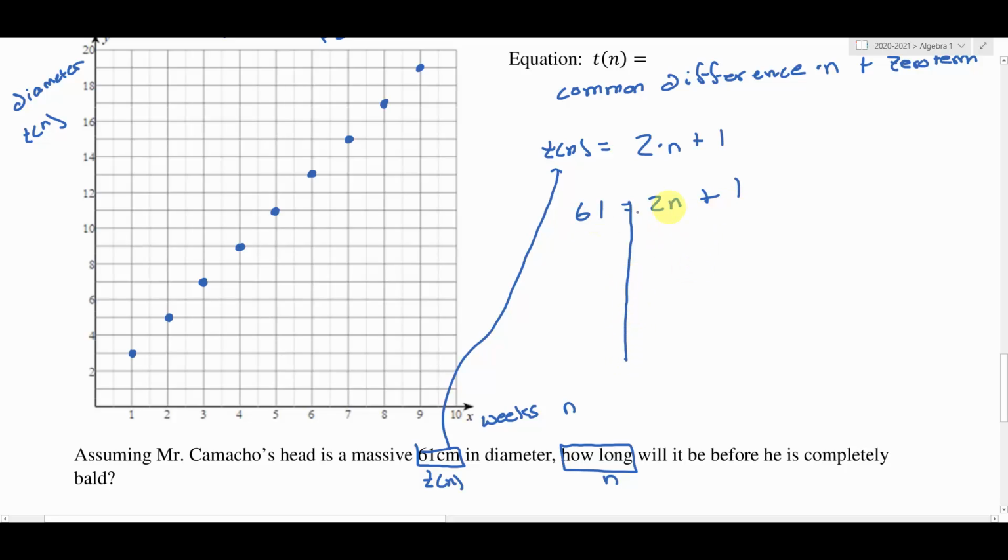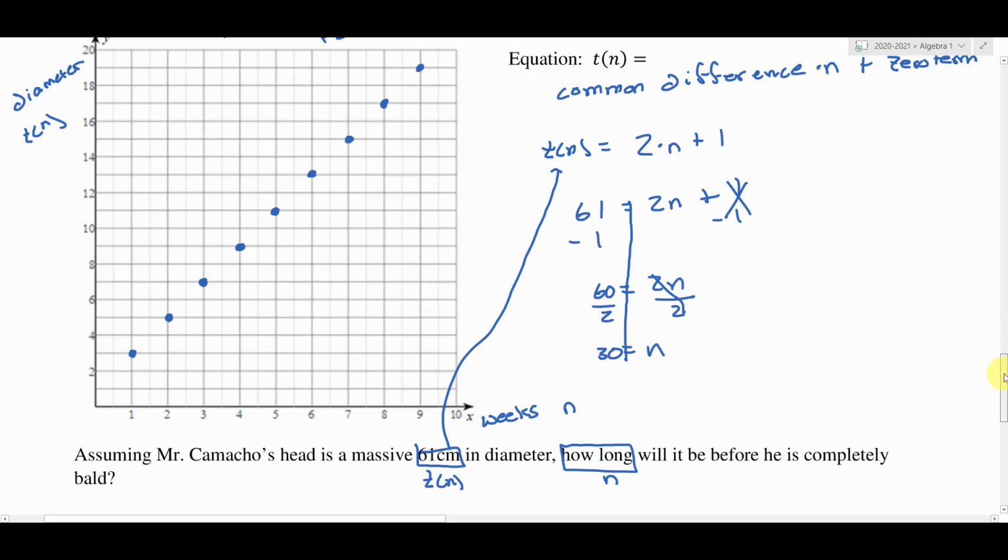I'm going to draw my line, and use my equation solving skills to get n by itself. So I'm going to subtract 1 from both sides. Those cancel. 61 minus 1 is 60. Then I'm going to divide both sides by 2, and whatever I do on one side, I've got to do on the other. So the 2's cancel, 60 divided by 2 is 30, and we get n by itself.